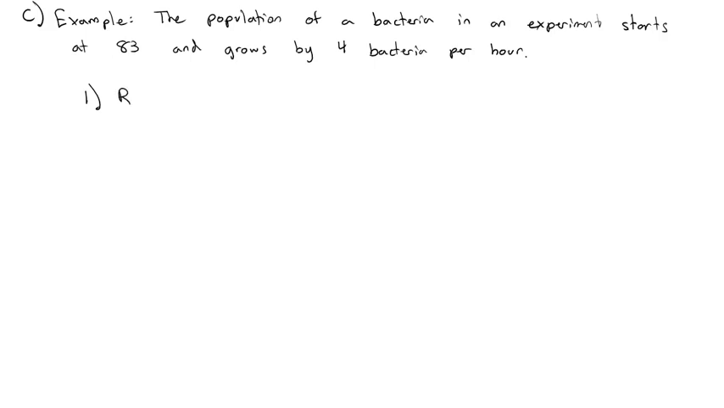We can model this with a recursive formula. The recursive formula needs to know where we start and how to get the next term. Well, we know we start at 83 bacteria. And to get the next term, we take the previous term, which we represent with the p sub n minus 1, and we add that common difference. We're going to gain 4 to get the next hour. And that becomes our recursive formula representing add 4 to the previous hour, add 4 to the previous hour, and we end up with our new hour.